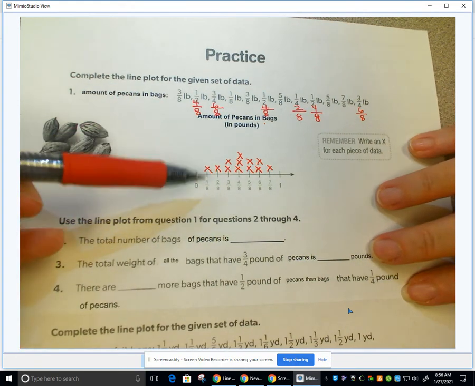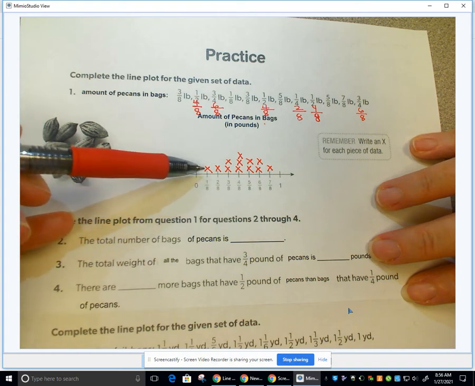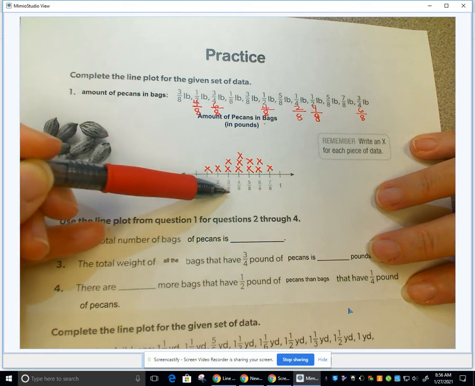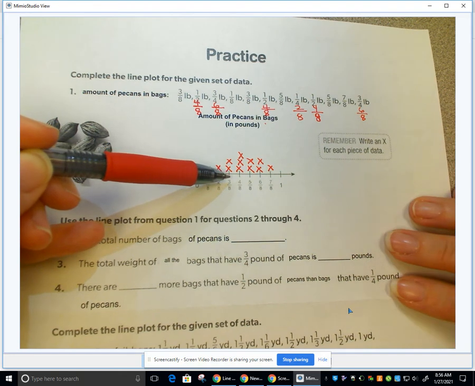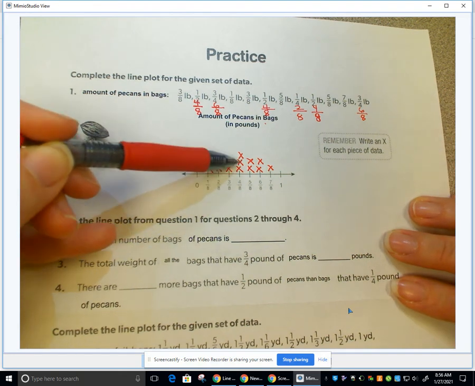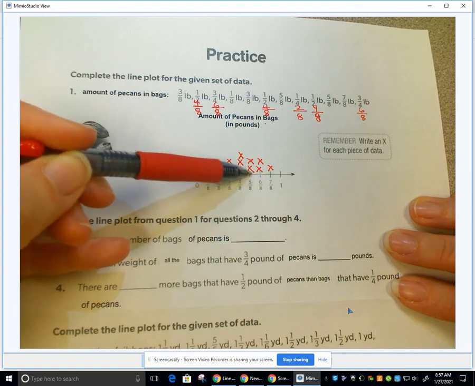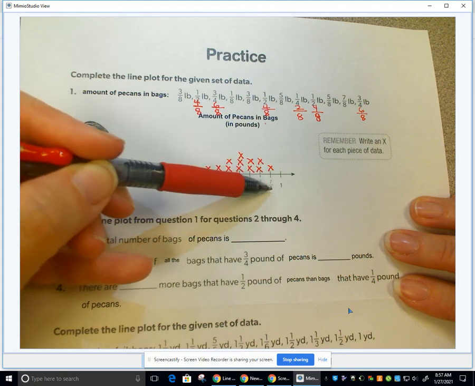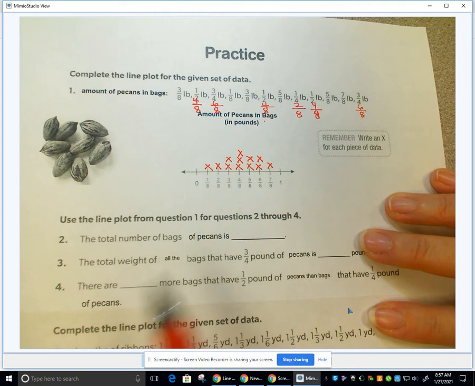So 1/8 of a pound, that happened once. 2/8 of a pound happened once. 3/8 of a pound happened twice. 4/8 of a pound happened 3 times. 5/8 of a pound happened 2 times. 6/8 of a pound happened twice, and 7/8 of a pound happened once. So that's how I plot.